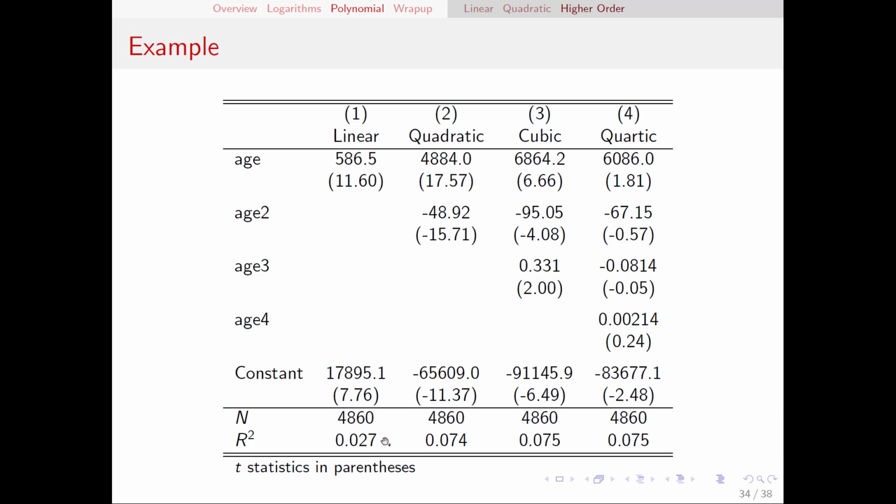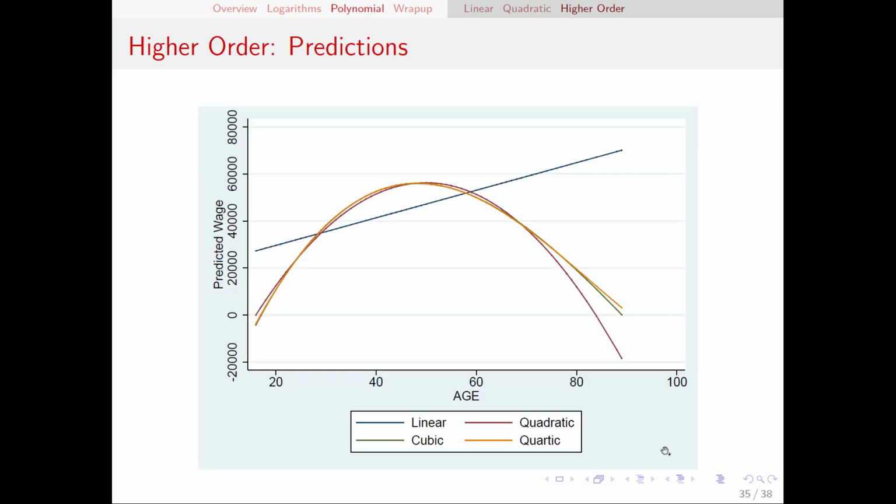Comparing the r squared, you can see that it goes from about 2.7% to 7.4%, so that's a large increase, almost 3 times as high. When we go to the cubic, we can see that it adds about 0.1% in the r squared, and then to the quartic, it does go up, it's just small enough that we can't see it with this level of precision.